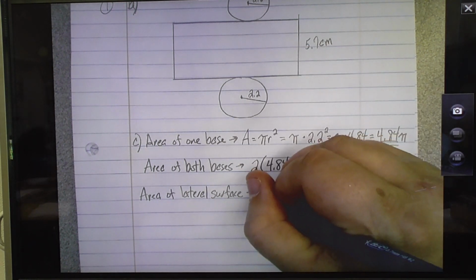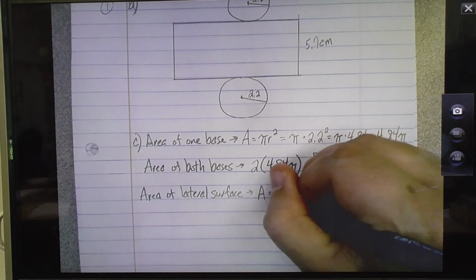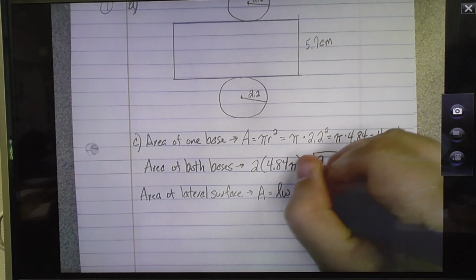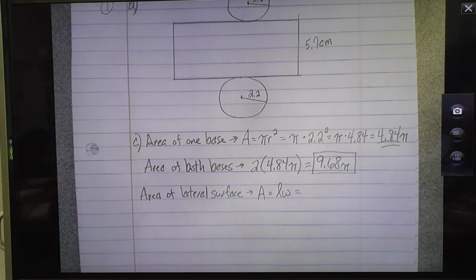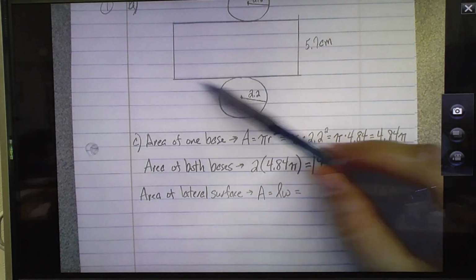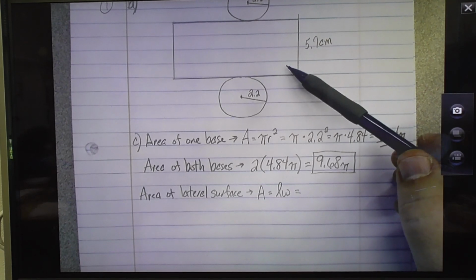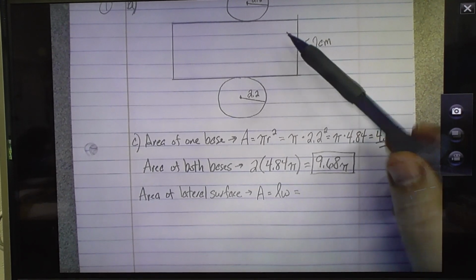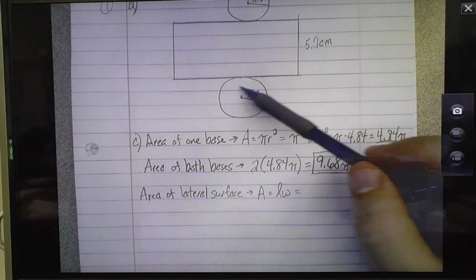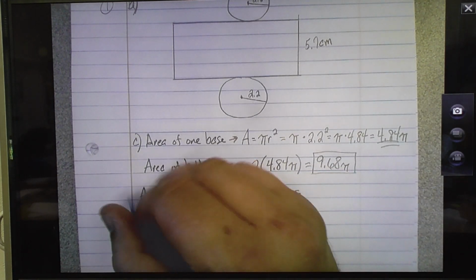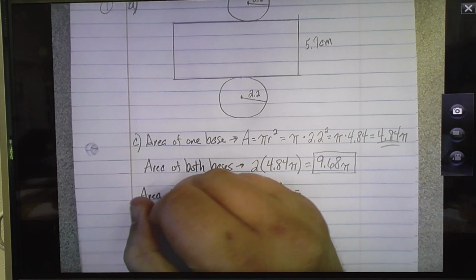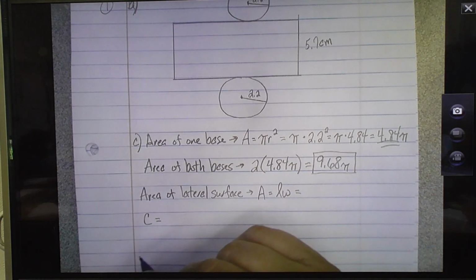So to find the area of a rectangle, I've been doing that forever. Area is equal to length times width. So I need to figure out what my length is. What's my length on this picture? Right here. What's that number? Oh snap, we don't know. We have to find the circumference to know that number. So right down here, circumference is equal to, what is circumference equal to?